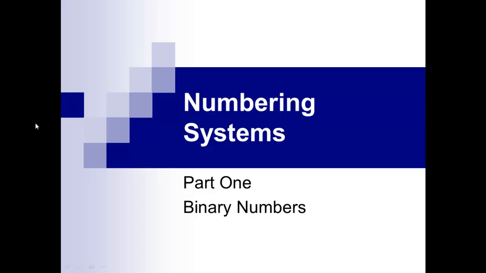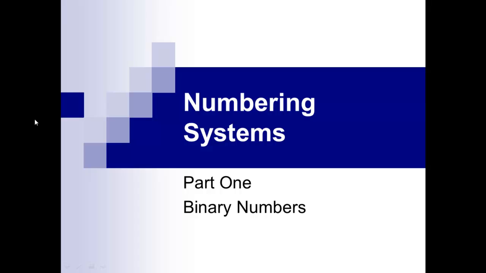This is part one of 3 lectures on the numbering system for binary, hexadecimal, and octal numbering systems. Numbering systems are very important in digital because they represent how computers and digital systems actually work with numbers, since they really don't know decimal numbers.